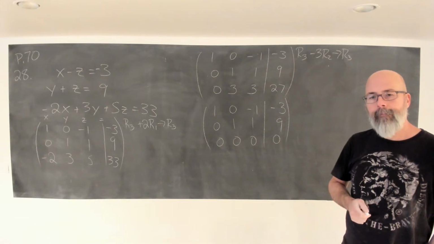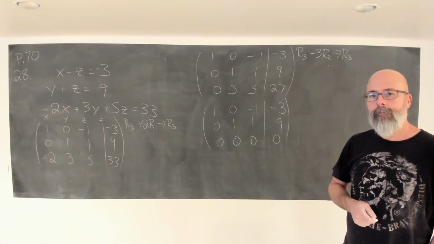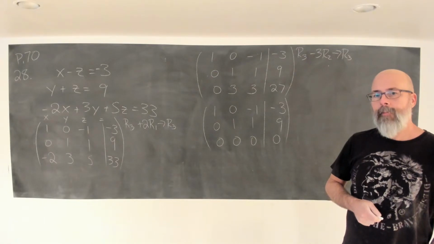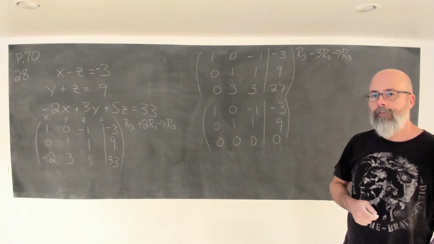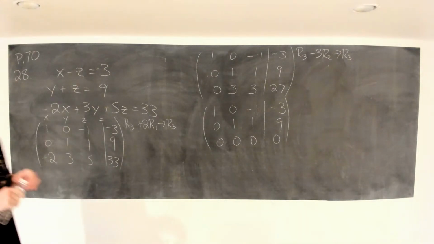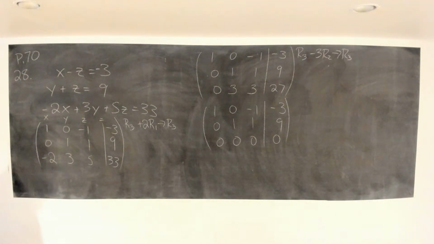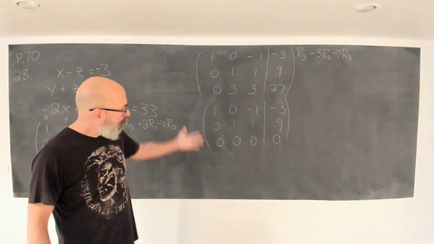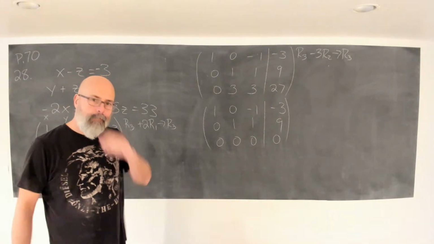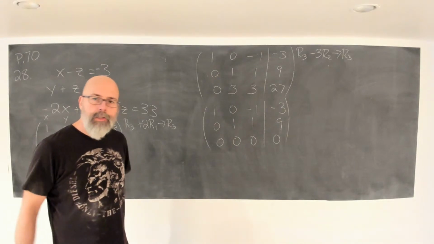How are we doing? What's my next row operation? What's next? Anyone? You tell me. Well, perhaps we should ask ourselves, is this in reduced echelon form? Perhaps we're done. And if it isn't in reduced echelon form, then that will tell us what needs to be done.